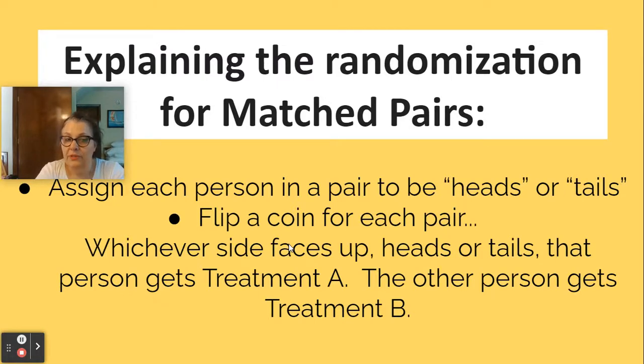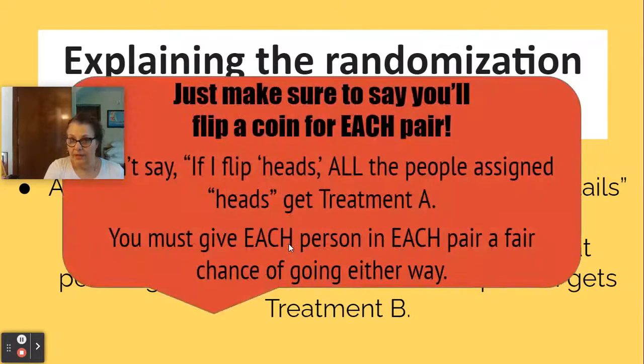Now, when you say you're going to assign each person to be heads or tails, you have to determine that beforehand. It is important, just make sure you say you'll flip a coin for each pair. If you just do it once, then everybody doesn't have an equal and likely chance. So you have to flip a coin for each pair. You must give each person in each pair a fair chance of going either way.